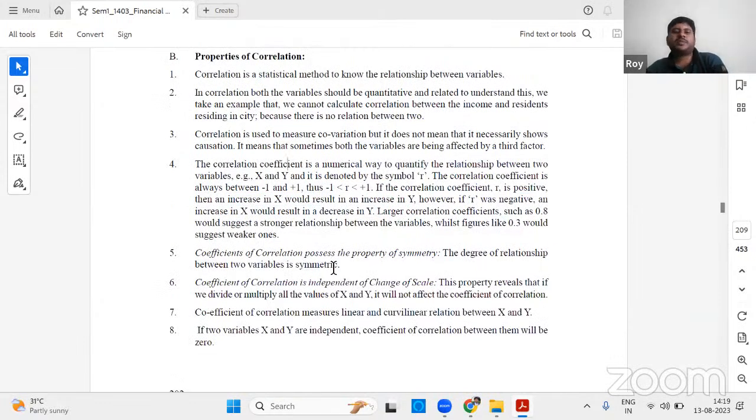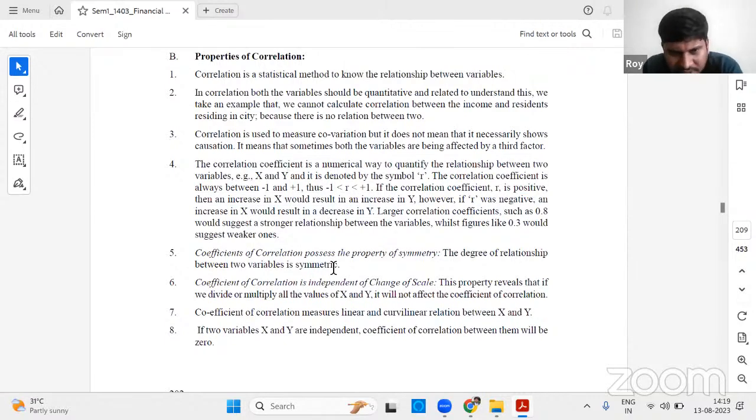Now, the coefficient of correlation possesses the property of symmetry. The degree of relationship between two variables is symmetric. Symmetric means equal. That's what we have seen in skewness. The coefficient of correlation is independent of change of scale. The property reveals that if we divide or multiply all the values of x and y, it will not affect the coefficient of correlation.